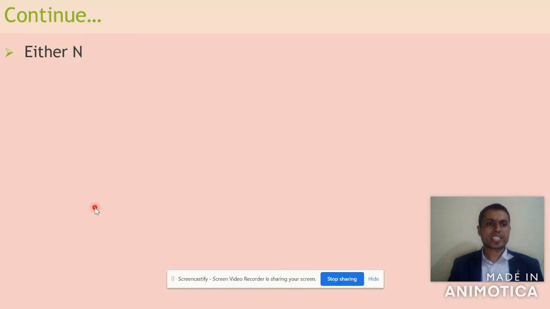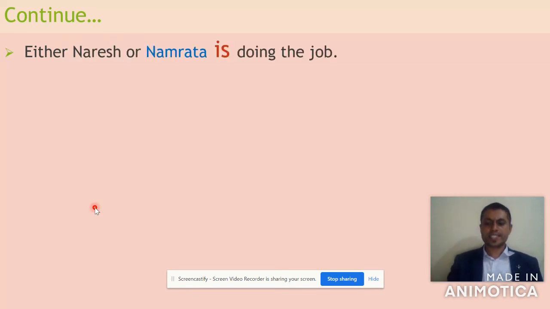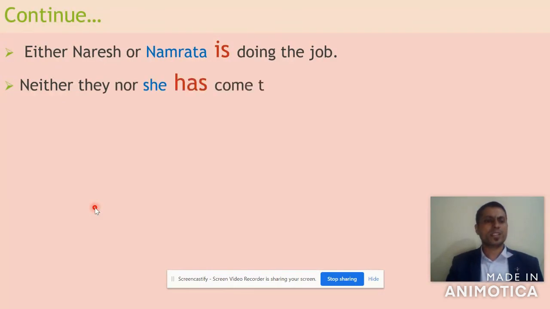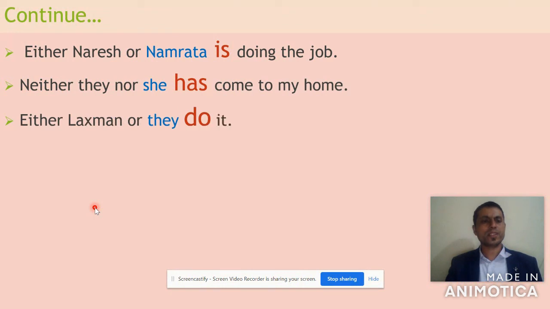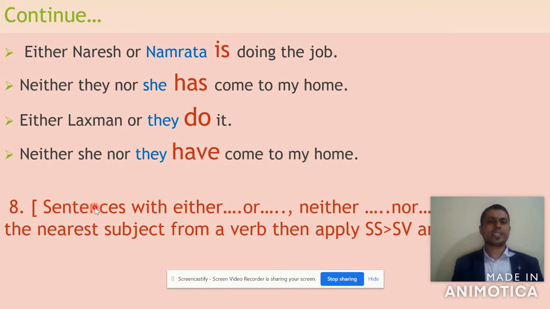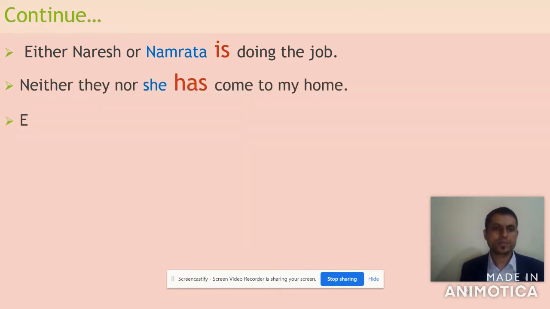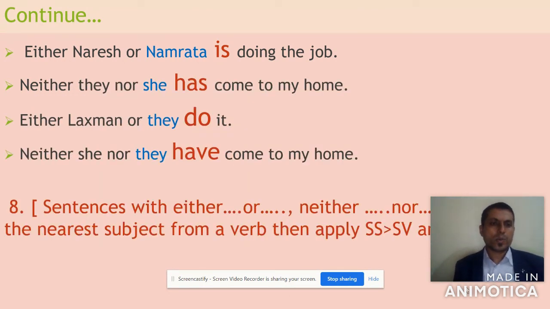Now let's look at the next category of example sentences here on the screen. Please read it out yourself. Now look at this one. You can also try to make your own structure. Look here. In this case, either Naresh or Namrata is doing the job, right? You have to notice them structurally.